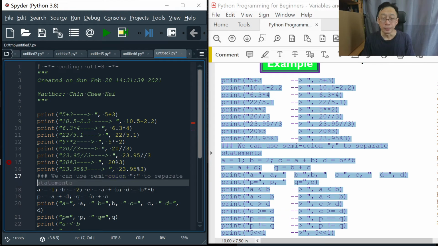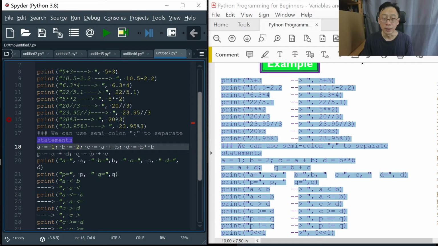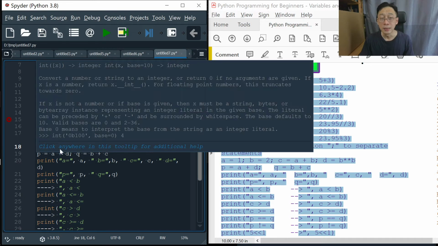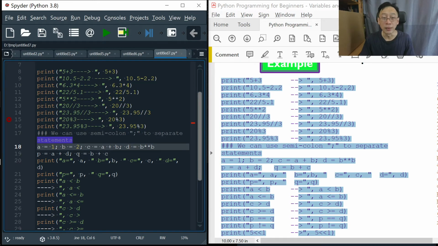Okay. Now, notice that we are looking at semicolon for the first time here. All right, semicolon essentially is a way to merge two or more short statements, short sentences, in Python together.